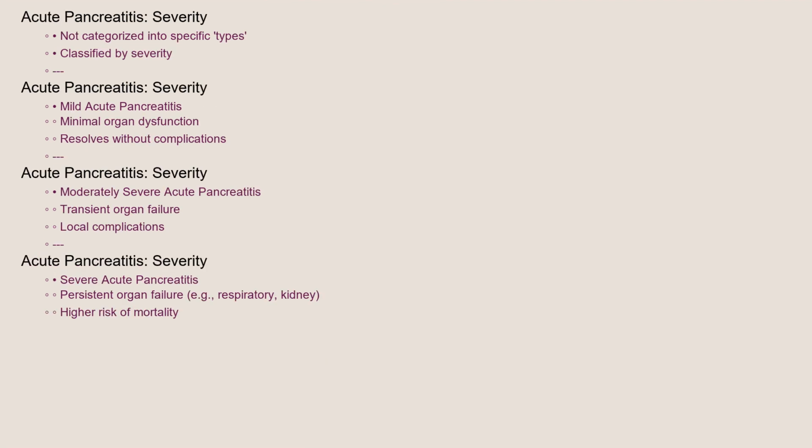While we don't typically categorize acute pancreatitis into specific types, it is classified by severity. Mild acute pancreatitis involves minimal organ dysfunction and resolves without complications. Moderately severe acute pancreatitis presents with transient organ failure or local complications. Severe acute pancreatitis is characterized by persistent organ failure, such as respiratory failure or kidney failure, and is associated with a higher risk of mortality.